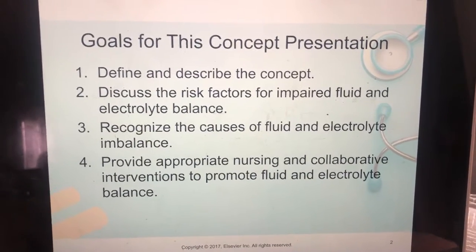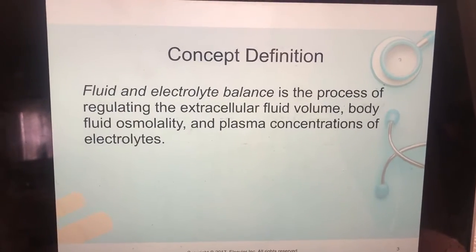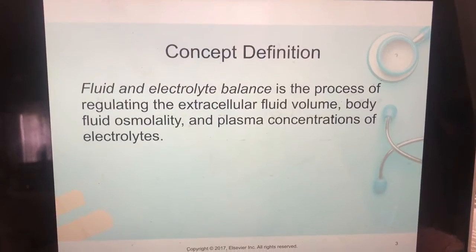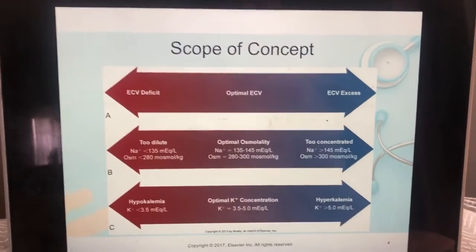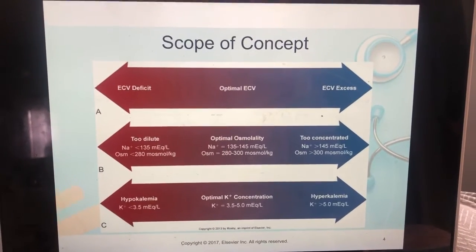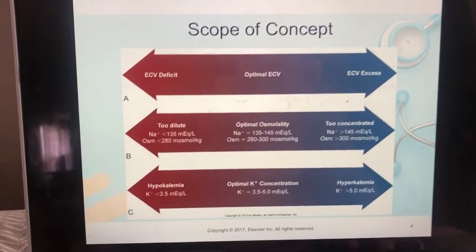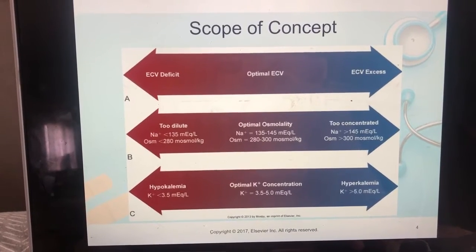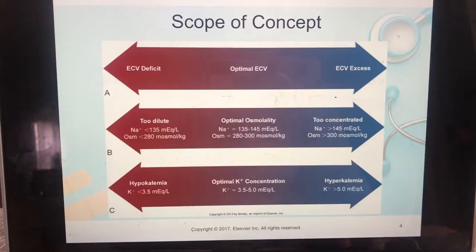fluid and electrolyte balance. So fluid and electrolyte balance is the process of regulating the extracellular fluid volume, body fluid osmolality, and plasma concentrations of electrolytes. This is just a cool little thing that shows if your optimal extracellular volume is in the middle, otherwise you can have a deficit or an excess. Your optimal osmolality, so sodium is 135 to 145, and you can go too low or too high, and same for potassium, being hypokalemic or hyperkalemic.